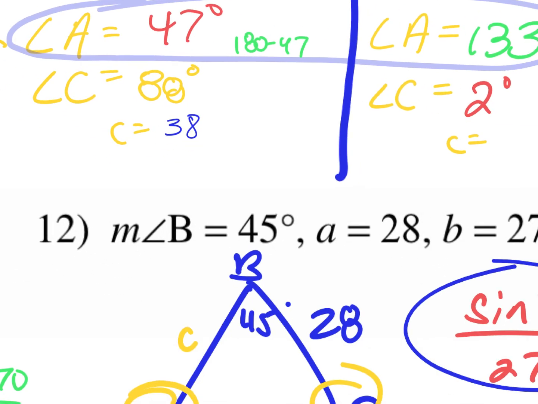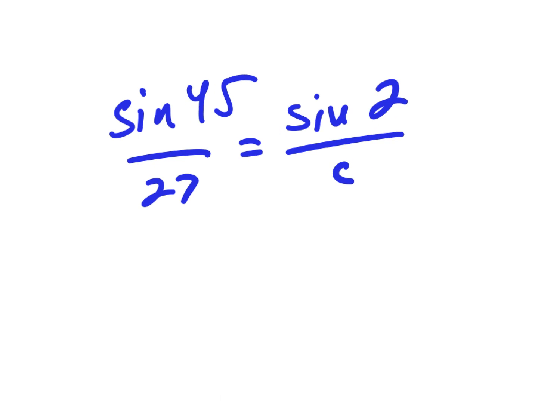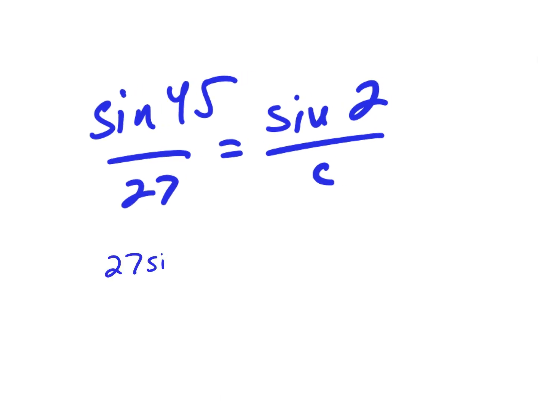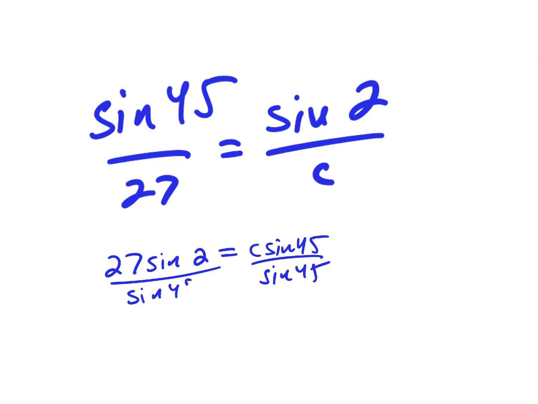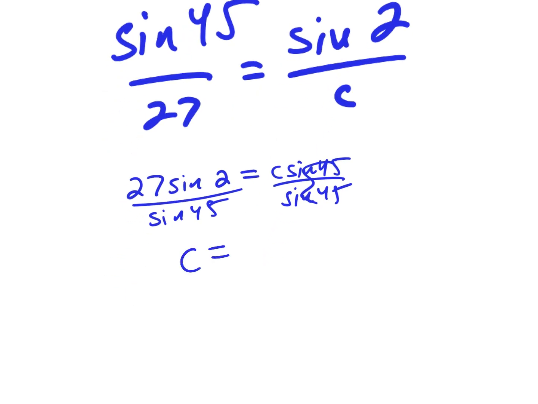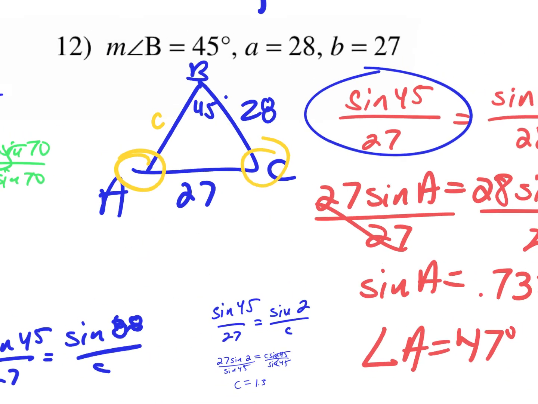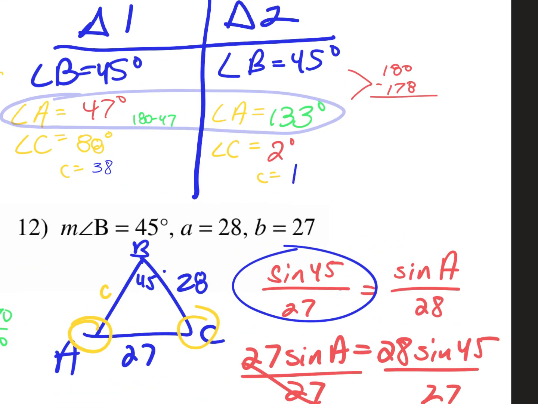And then over here, same thing. Cross multiply. 27 times the sine of 2 equals c times the sine of 45. Divide by sine 45. And c equals 27 sine 2 divided by sine 45. 1.3. So it's about 1. It's a teeny little side across from a teeny little angle.